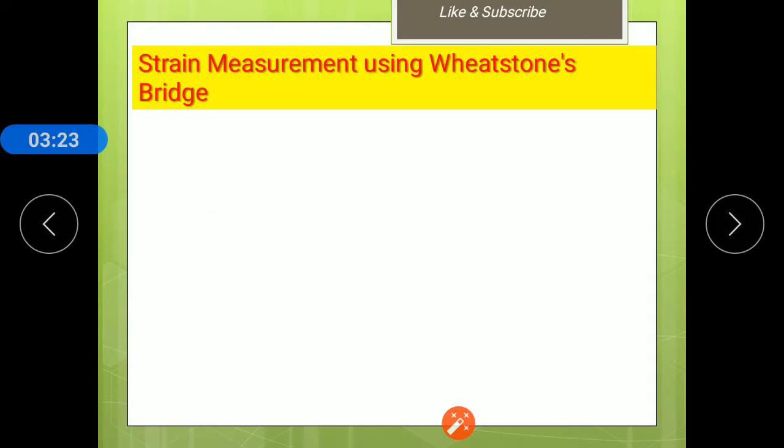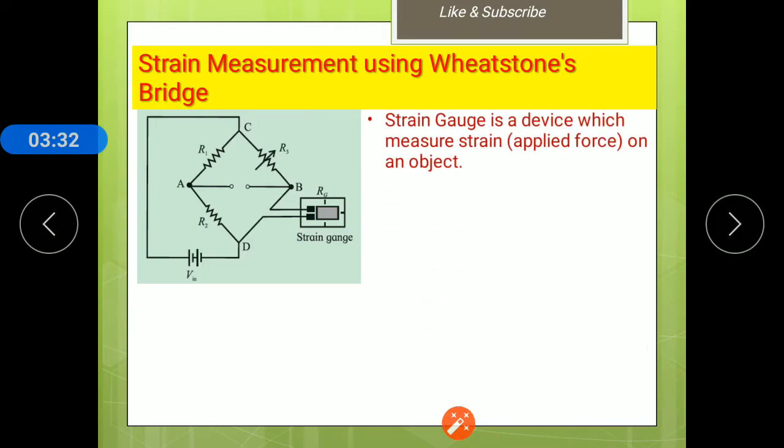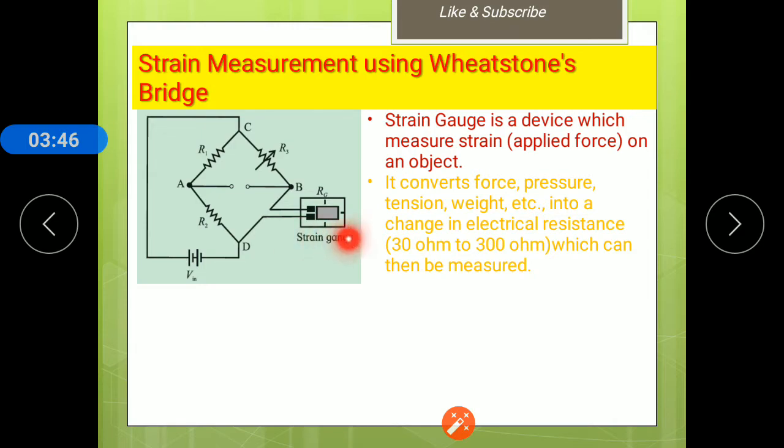Now another application is strain measurement using the Wheatstone bridge. Strain is related to the force, and the strain or applied force on any object is measured by the strain gauge. A strain gauge is a device which measures the strain, that is, the applied force on an object. It converts force, pressure, tension, weight, etc. into a change in electrical properties, the electrical resistance. So if the property changes, the electrical resistance also changes.